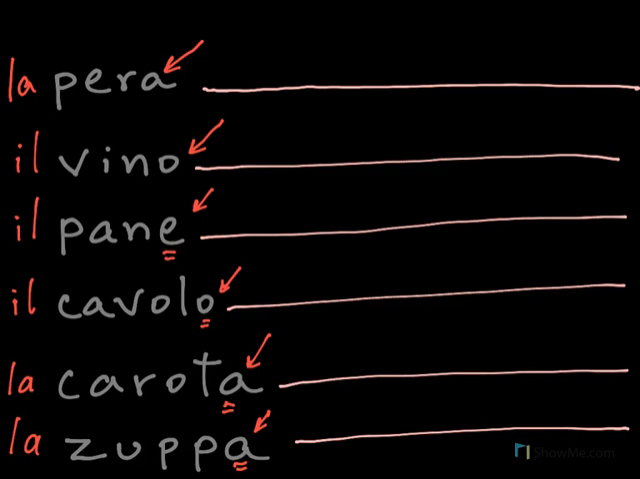La pera would be a pear. Il vino would be, you know what it is. Il pane is the bread. Il cavolo is the cabbage. It also works as a mild swear word in Italian. Cavolo, without the article. La carota, it is the carrot. La zuppa, it is the soup. Can you make plurals out of them? Let's see.